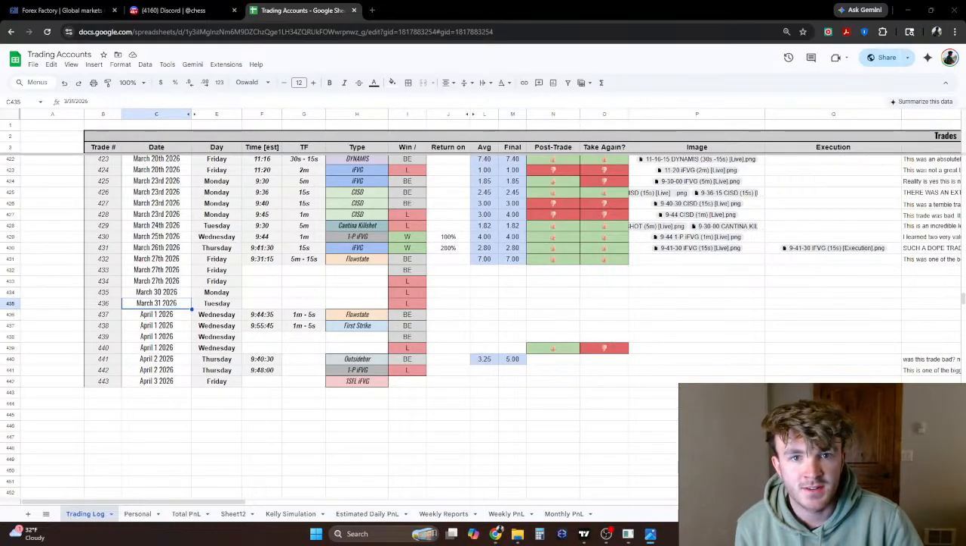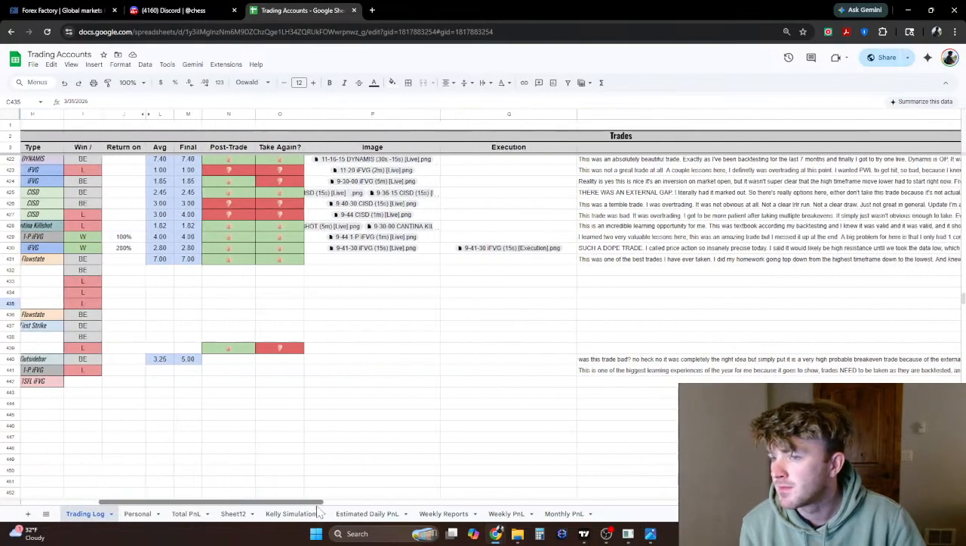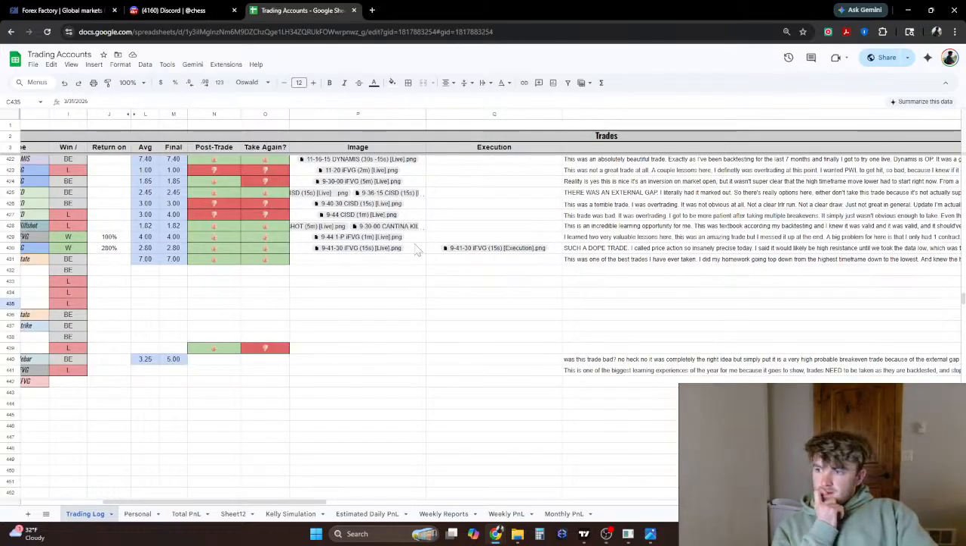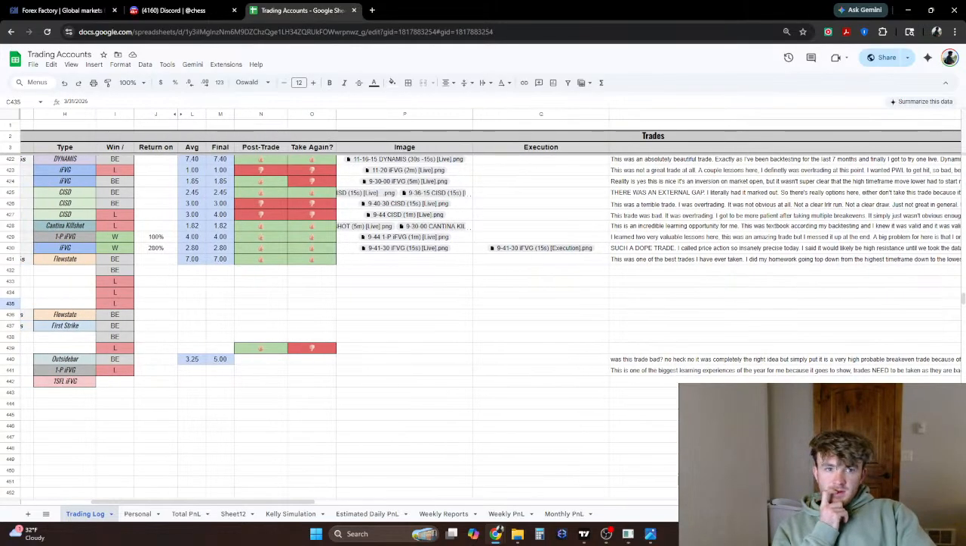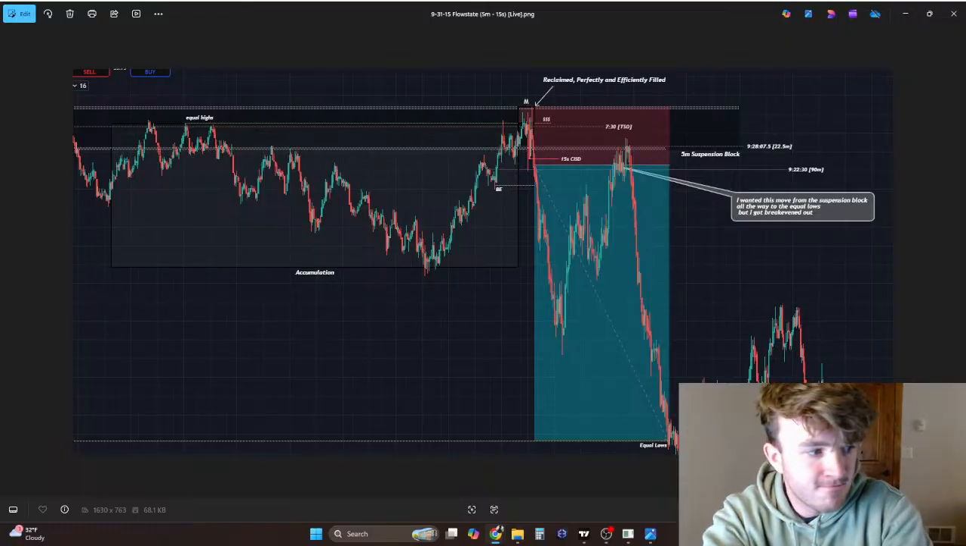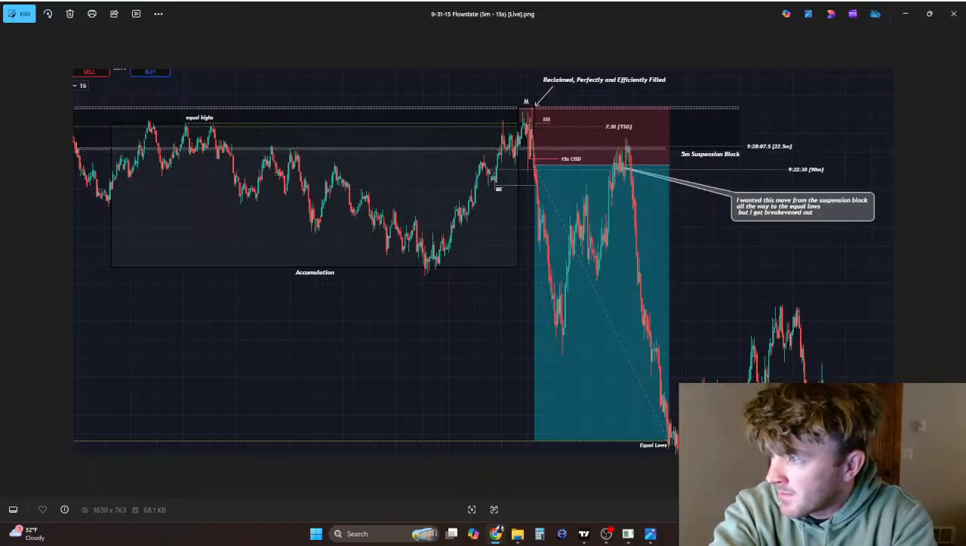So this is the trade I took. Did I put notes on this yet or no? So yeah, once again, amazing trade. Here it is. Suspension block, change in state. So there's a few things. Amazing trade. I simply messed it up.